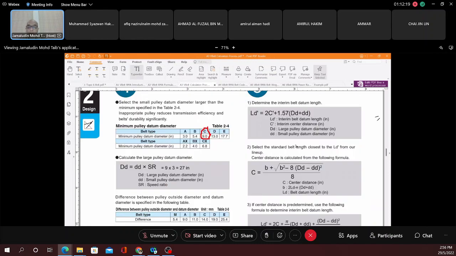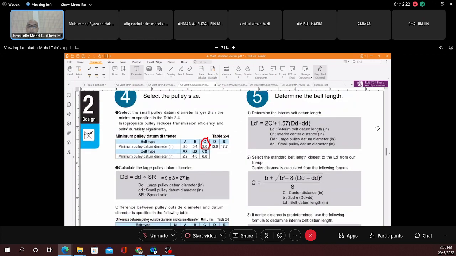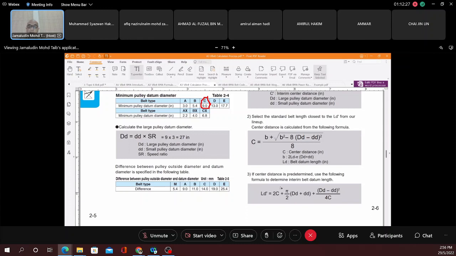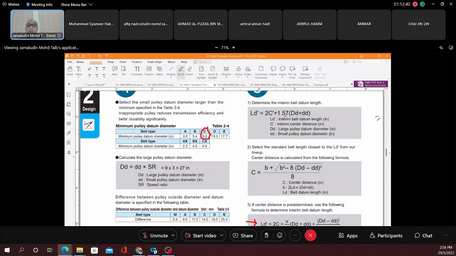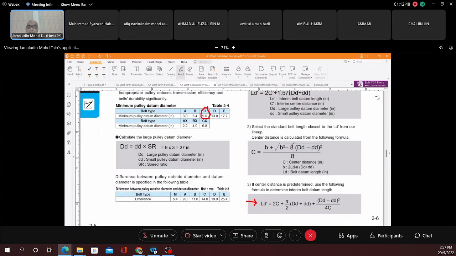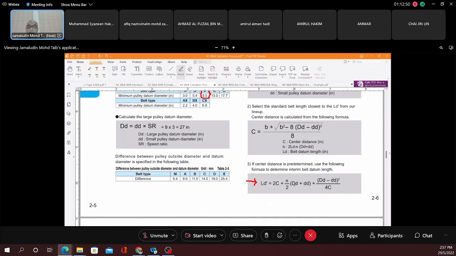For example, in our case we know the value of C, the center distance is predetermined. That means we're going to use the type C formula here. It's basically going to be the same formula, but be a bit careful, because the formula here is a bit different. If you know the predetermined center-to-center distance, you choose equation number 3.